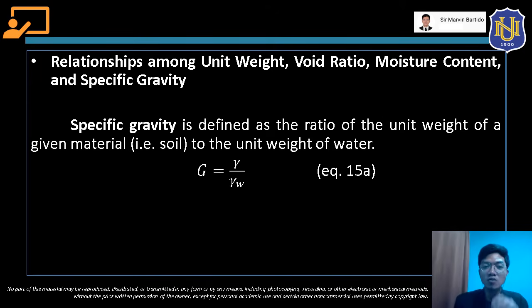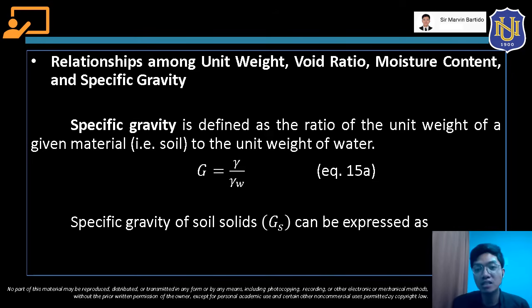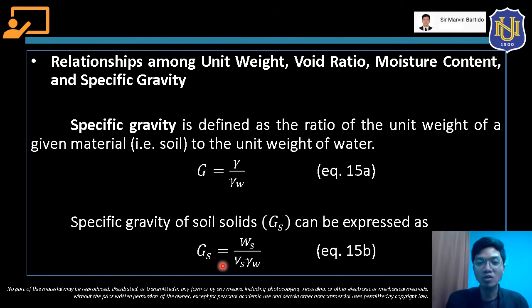So ito, class, yung formula ng specific gravity. Yan ay denoted by uppercase G. Okay, so ito ay equal sa unit weight ng material over unit weight ng water, wherein yung unit weight ng water, that is 9.81 kilonewton per meter cube. So in this case, class, yung kailangan nating specific gravity dito is yung specific gravity ng soil solids. So para sa specific gravity ng soil solids, it can be expressed as G sub S. So that will be equal to the gamma of the soil solid over gamma of water.